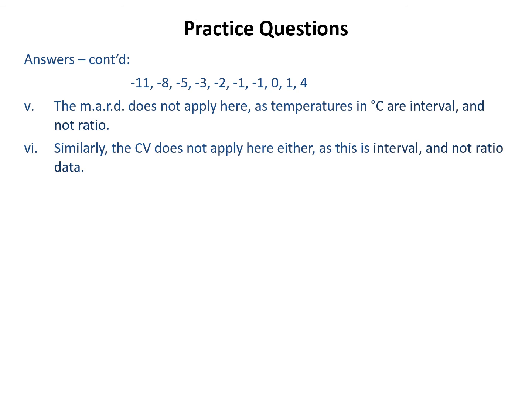Finally, we note here that, as discussed previously in the lesson on types of statistical data, temperatures in degrees Celsius are interval and not ratio data, because 0 degrees Celsius does not mean there's no temperature or no heat energy, but rather 0 degrees Celsius is a reference point, specifically where water melts or freezes at standard pressure. So therefore, neither the MARD nor the CV applies here.